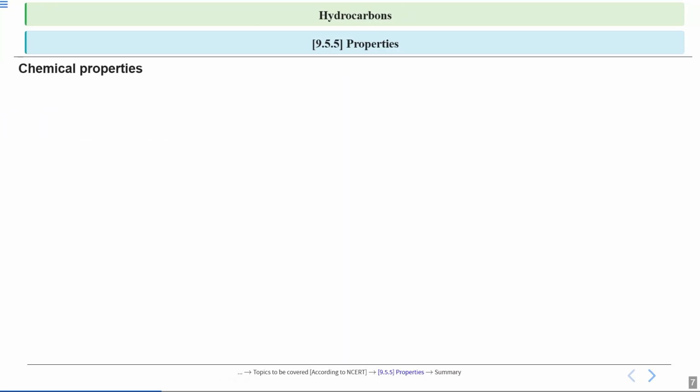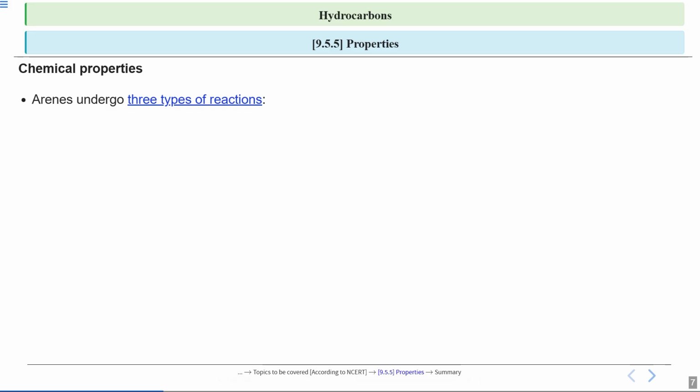Now, start by looking at the chemical properties of arenes, which are a type of hydrocarbon. Arenes include compounds like benzene, and their chemical behavior is quite unique compared to other hydrocarbons. We will explore the main types of reaction they undergo, focusing on how their structure influences these reactions.